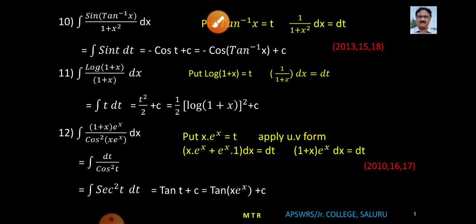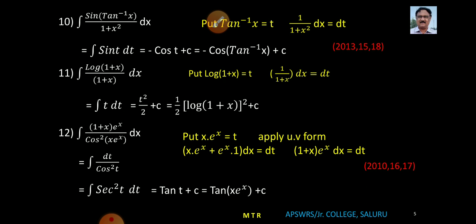Now another problem. Integral sin tan inverse x by 1 plus x square dx. This came in 2013, 2015, 2018 in our IPE, 2 marks. These are all 2 marks problems. Here one function is the derivative of the other function in the given problem. Yes, the derivative of tan inverse x is 1 by 1 plus x square. So we put this tan inverse x as t. So the derivative of tan inverse x, 1 by 1 plus x square dx, is equal to dt.